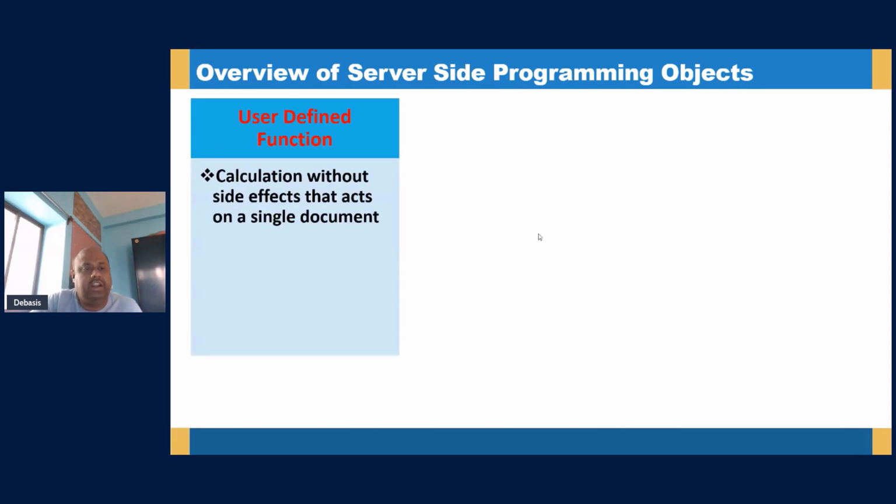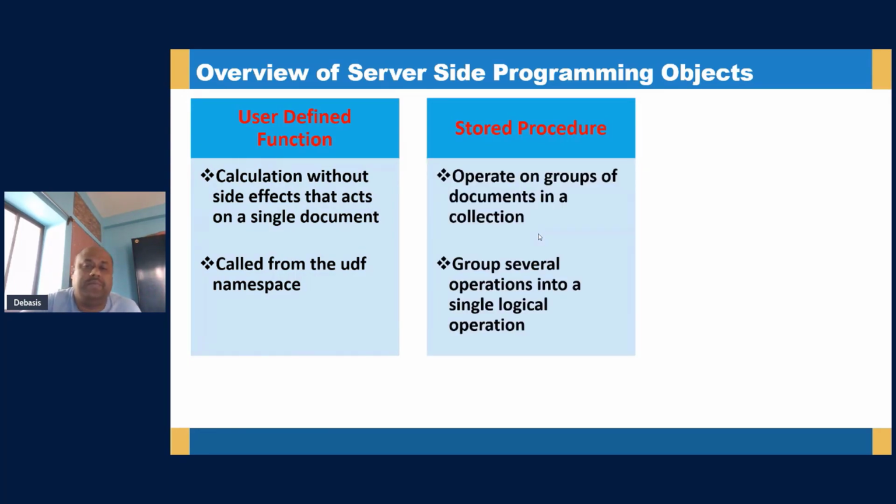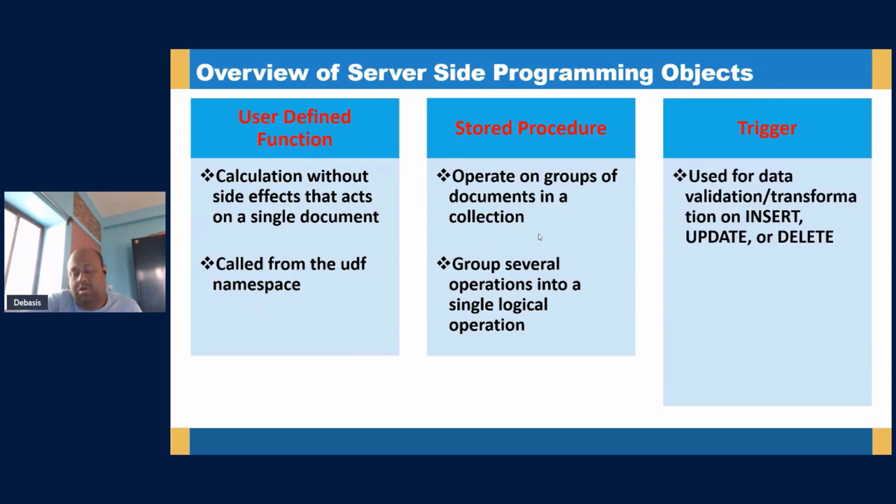So these are some functionalities regarding user-defined functions. We can perform different types of calculations using UDFs, and a UDF is always stored in the UDF namespace. In the case of stored procedures, we operate on groups of documents in a collection, and group several operations into a single logical operation like business logic. A trigger is used to perform any data validations or data transformations at the time of insert, update, or delete.